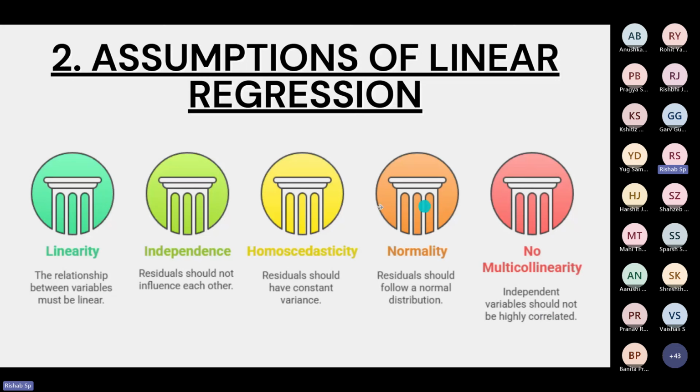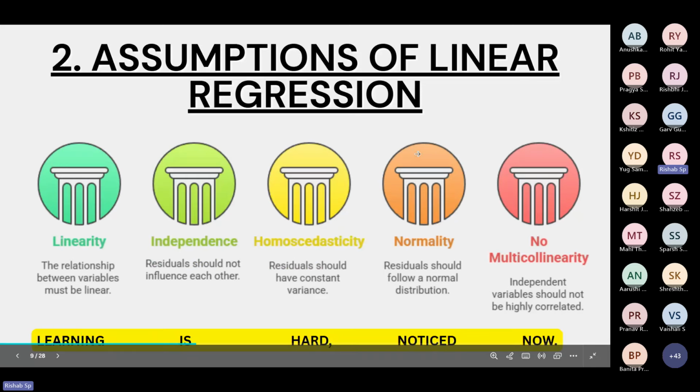Total there are 5 assumptions. First one and last one, we are talking of variables. Variables should be linear, and they should not be highly correlated. Between these two, we have 3 where we mostly consider the residuals or the error parts. They should not influence each other, they should have constant variance, and the residual should follow a normal distribution. A simple trick to remember all these 5 points: learning is hard, notice now.